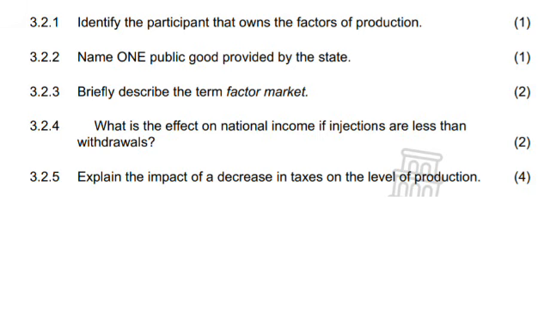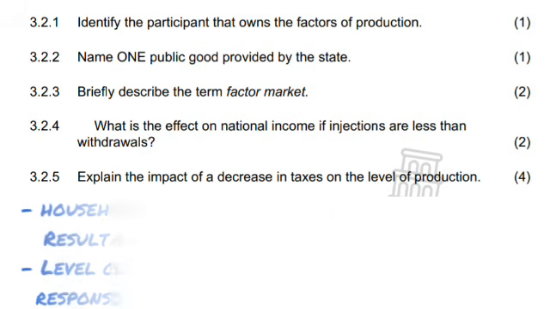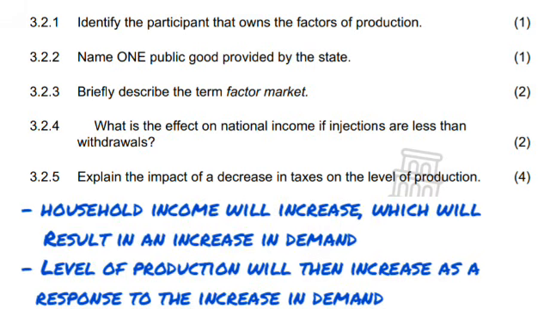3.2.5 says, explain the impact of a decrease in taxes on the level of production. So what happens if businesses do not have to pay as much tax as they're paying? It means that households' income will increase, which will result in an increase in demand. If businesses are not paying taxes, it means that they can pay their employees more, which are the households, and that means that households will now have enough money to spend, meaning they will increase their demand. So the level of production in the businesses will then increase as a response to the demand that is made by these households. So it's, again, circular flow.